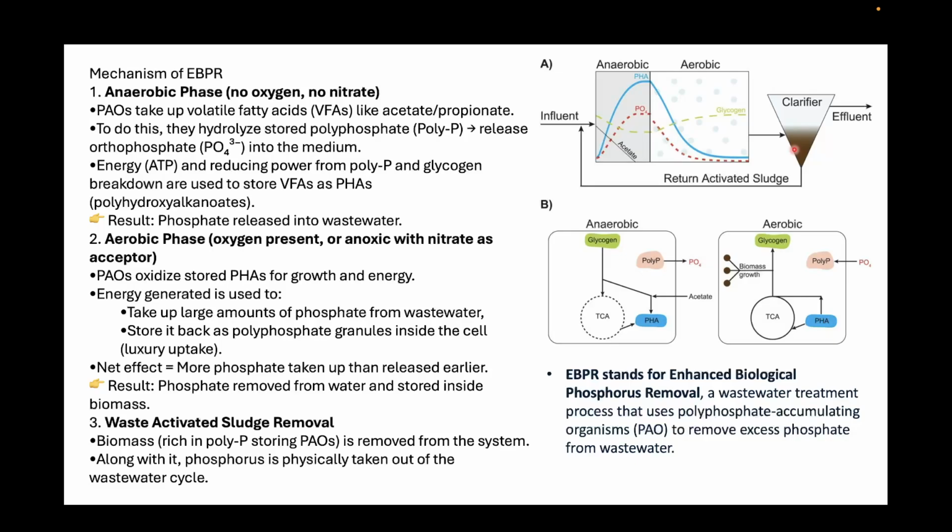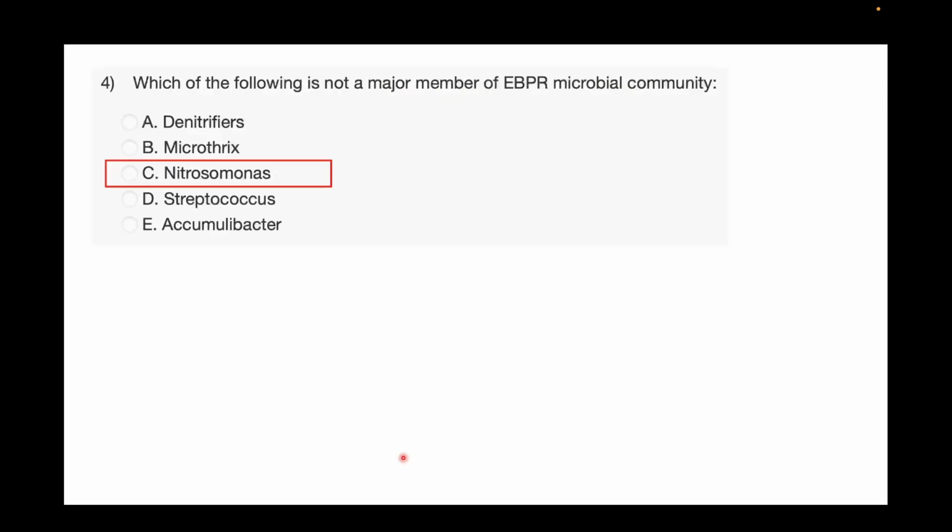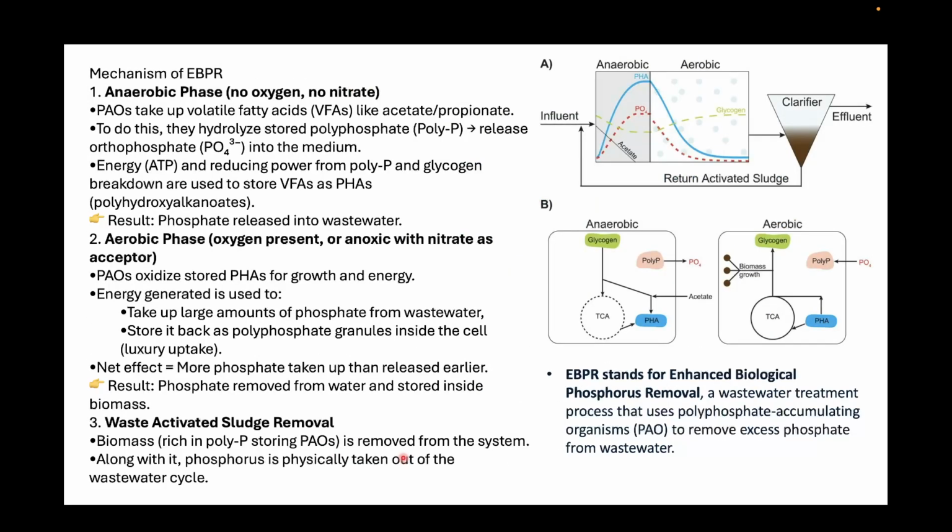So this is the EBPR process, and we just saw that Accumulibacter, denitrifiers, Microthrix and Streptococcus can sometimes be grouped into polyphosphate accumulating organisms, but not Nitrosomonas, which is strictly used for the nitrification process. I hope it's clear to everyone what EBPR is, how these microbes are utilized for their potential, and what happens in the aerobic and anaerobic chambers in an EBPR treatment plant. If it's clear, then let me know and we can move ahead to the next question. Very good.